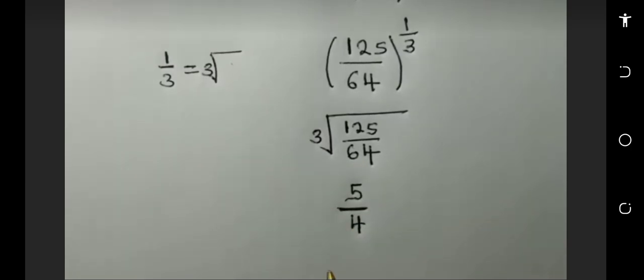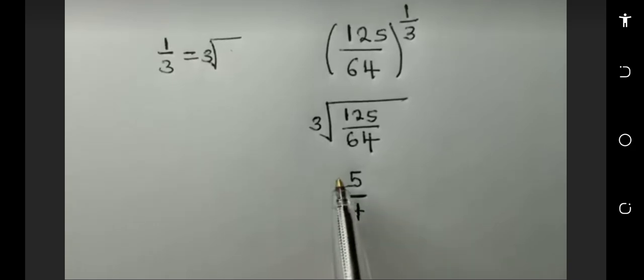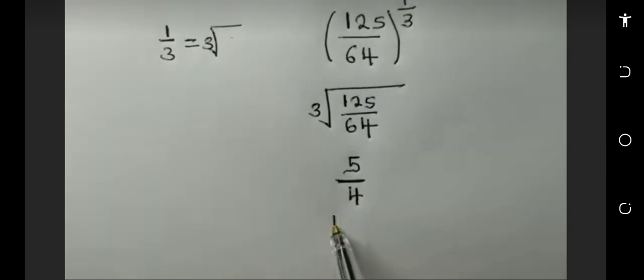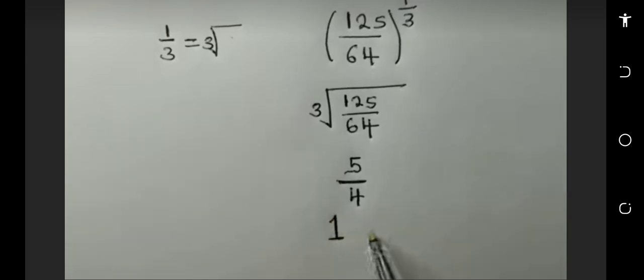Okay? So now we can't leave our answer like this. This is improper fraction. So we can't leave our answer like this. We will leave it in a mixed fraction. So we're going to write 1, remainder 1 over a 4. So this is our answer.